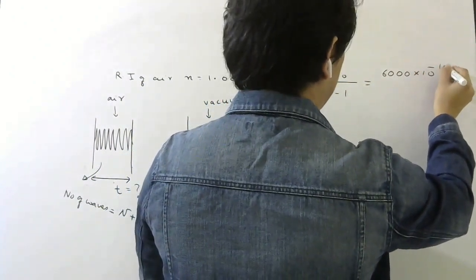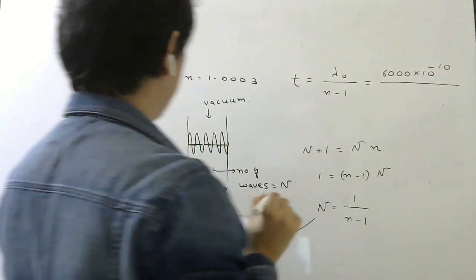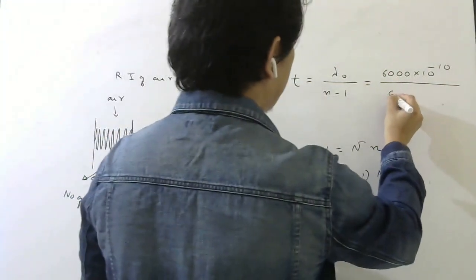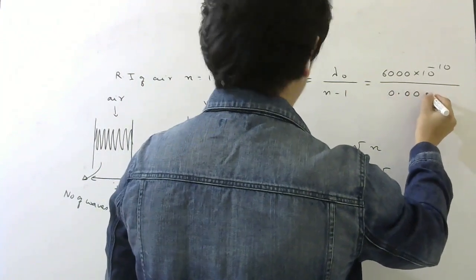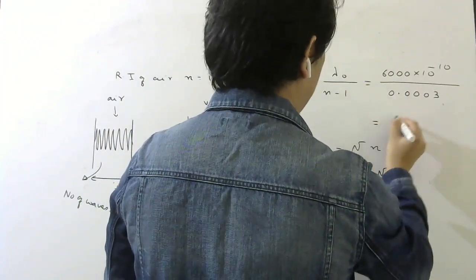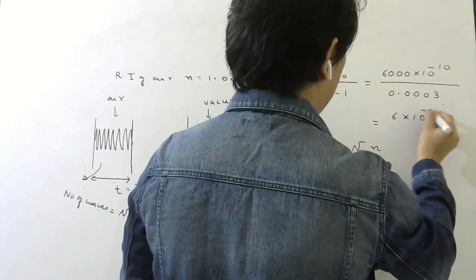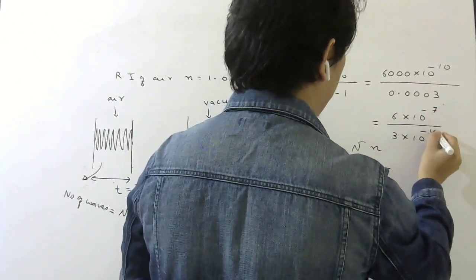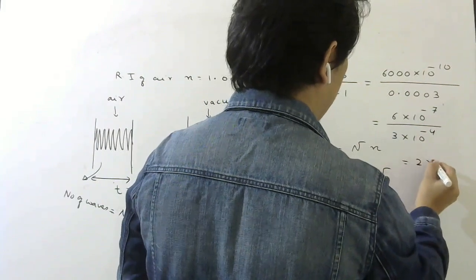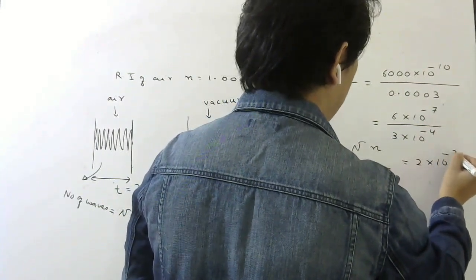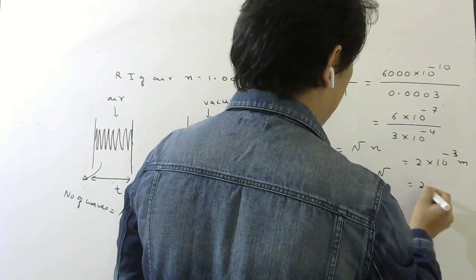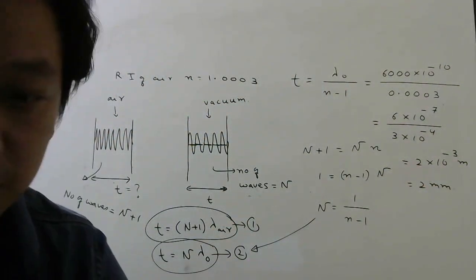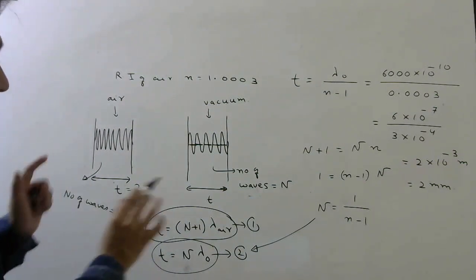That is 6000 into 10 power minus 10 meter. Refractive index is 1.0003, so n minus 1 will be 0.0003. So 6 into 10 power minus 7 divided by 3 into 10 power minus 4. So 2 into 10 power minus 3 meter, that is 2 millimeter. So option A, 2 millimeter, is coming, right? So I hope everybody understood, students.